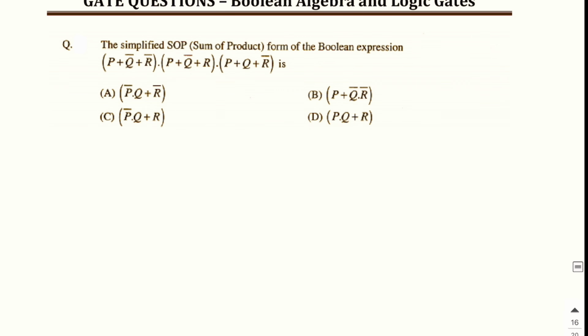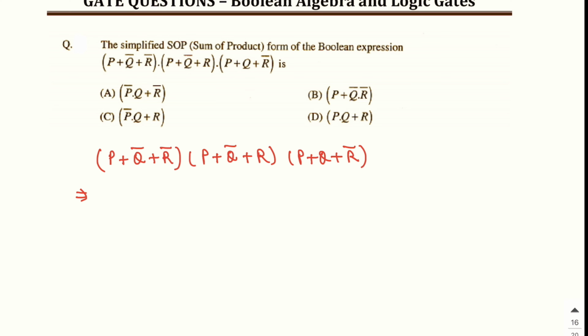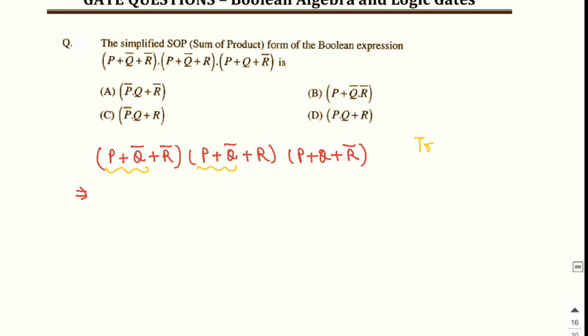We have to simplify a sum of product terms which is given to us. We have P plus Q bar plus R bar, P plus Q bar plus R, P plus Q plus R bar. Now you can see that you can take common P plus Q bar from these two things, and this is called the transposition theorem. The transposition theorem states that if you have A plus B and A plus C, this is equal to A plus BC.